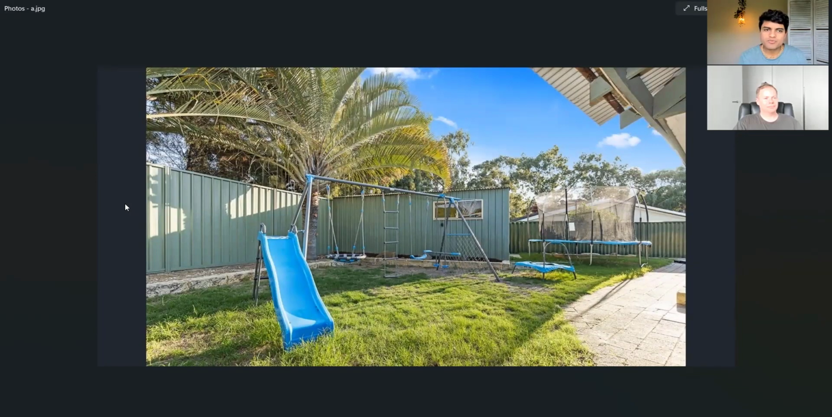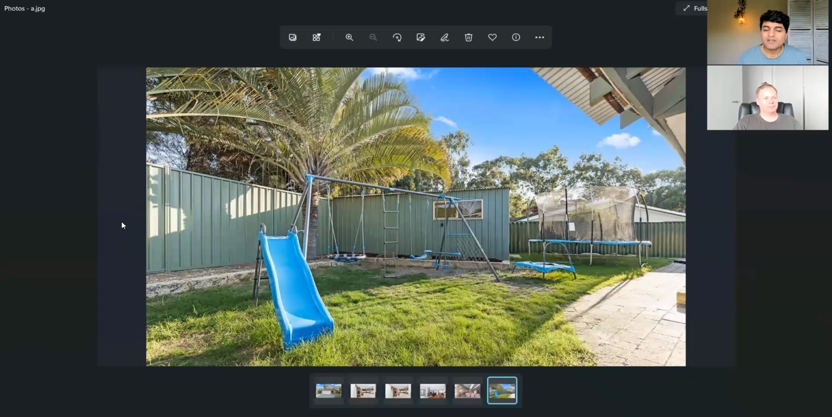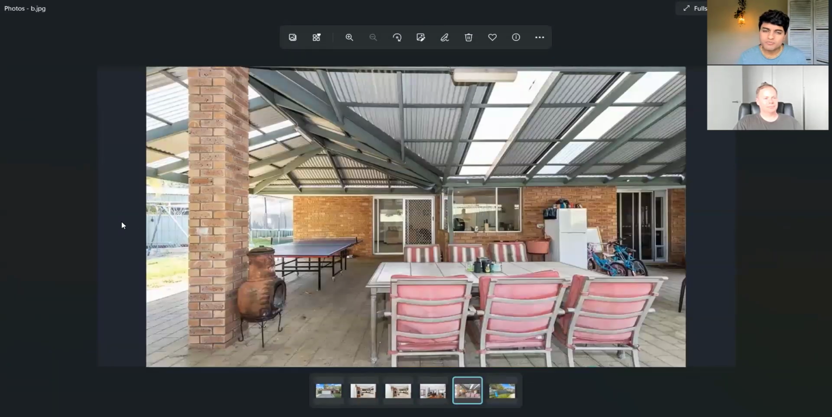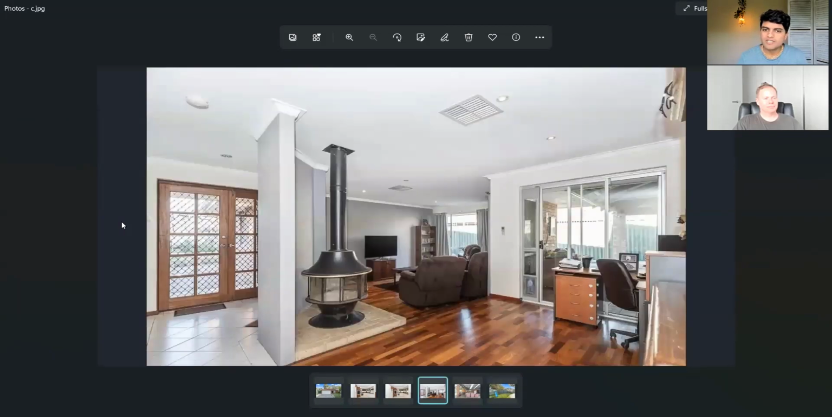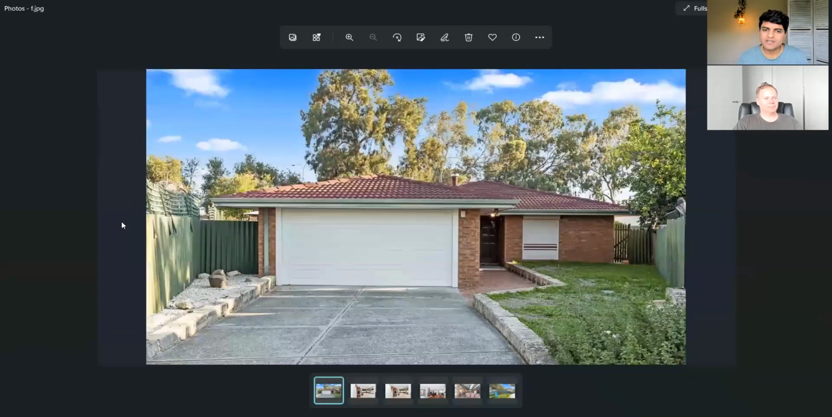These are the types of properties that our clients buy, and I think people should be buying. It's a good fundamental property, low maintenance in Perth. These are highly desirable, recently renovated. You can't really go wrong.